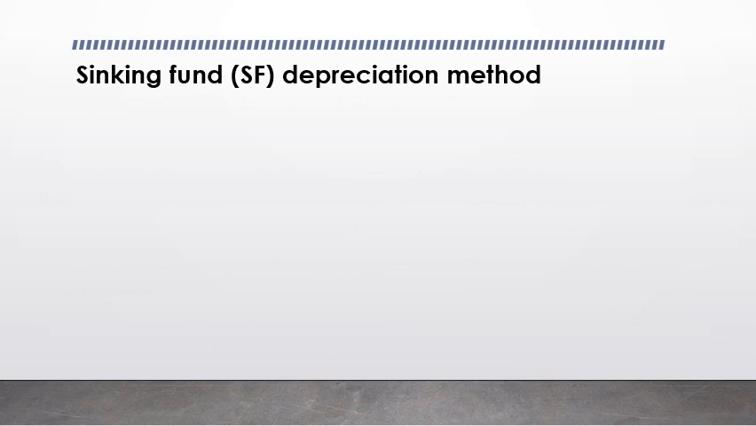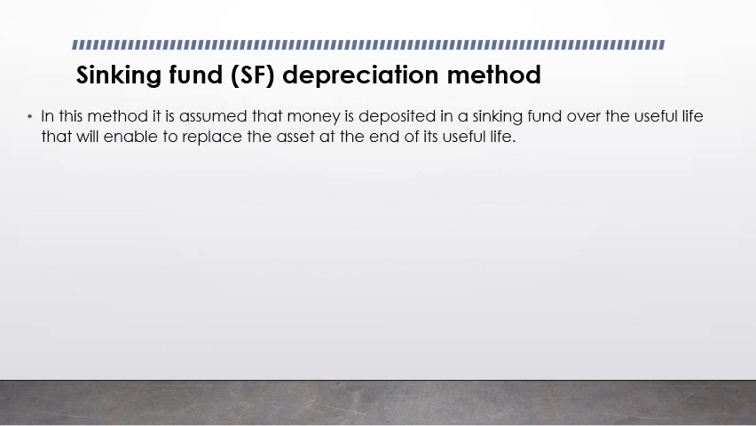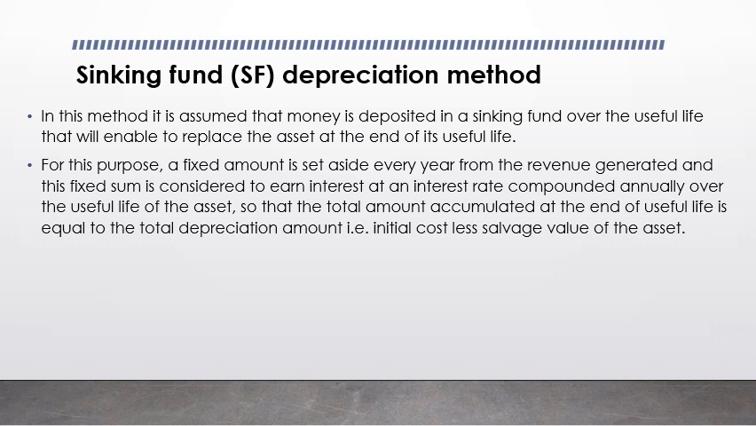The last method is the sinking fund method. In this method it is assumed that money is deposited in a sinking fund over the useful life that will enable replacing the asset at the end of its useful life. How is it done? Normally in this case, the depreciation amount goes on increasing as we move further, because it is assumed that the depreciation fund earns interest, and I am not able to earn that interest because of the depreciation.